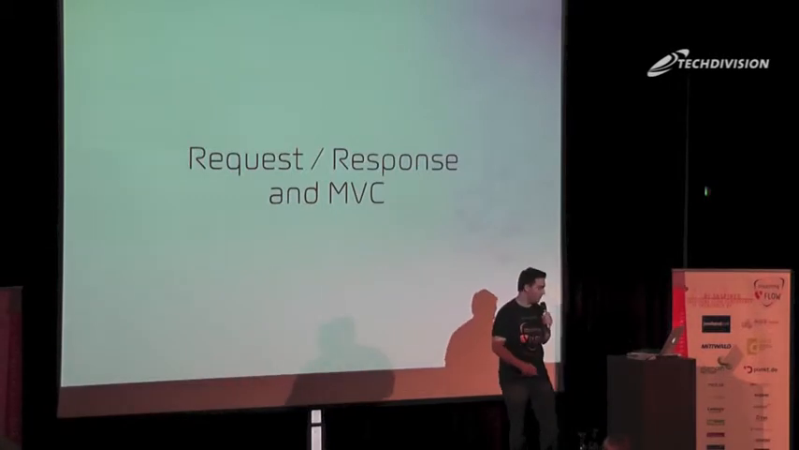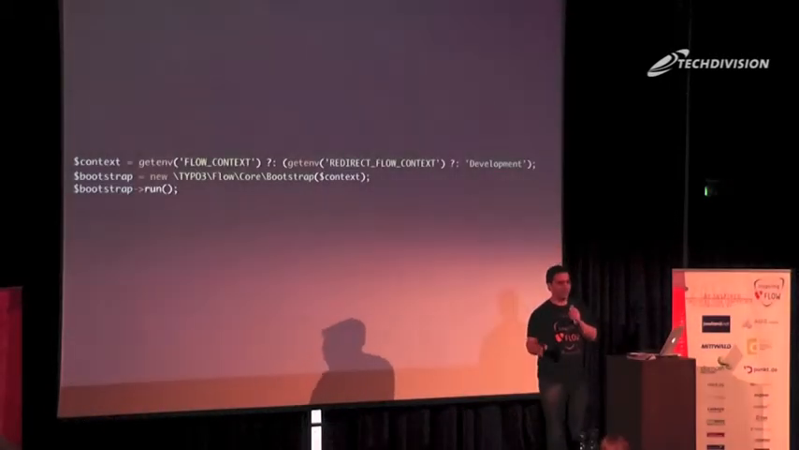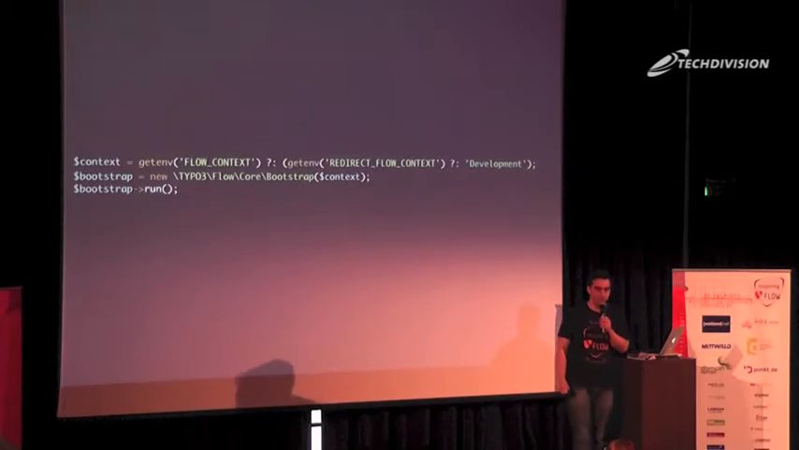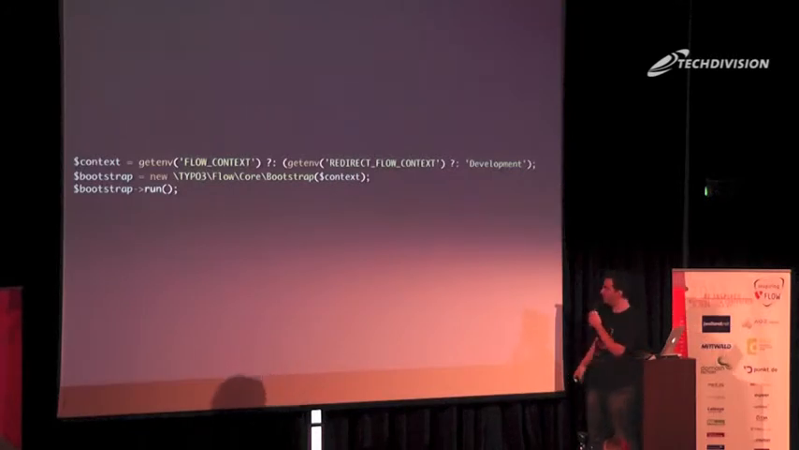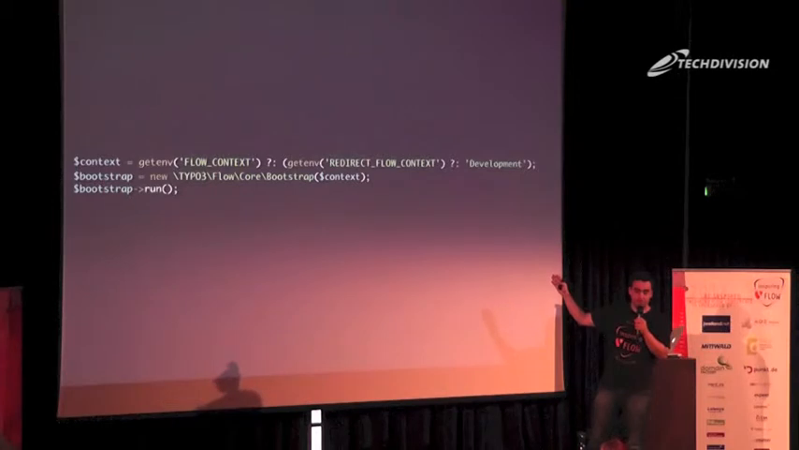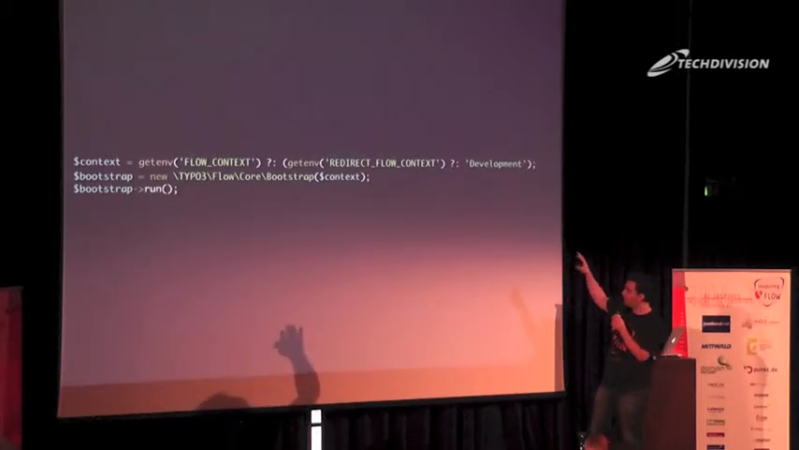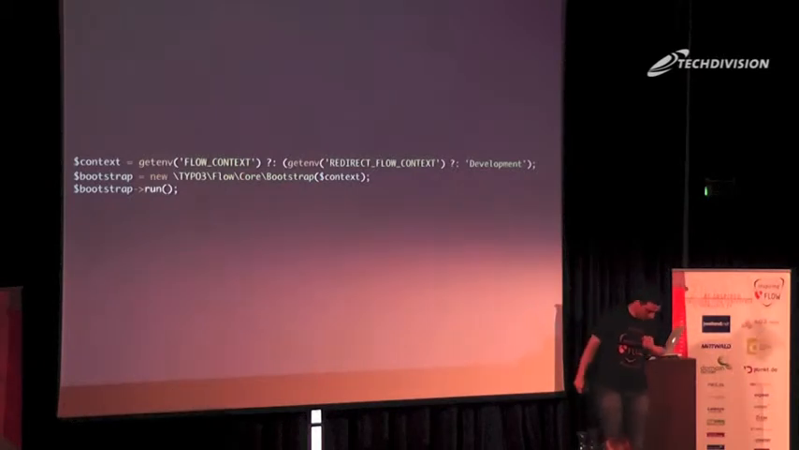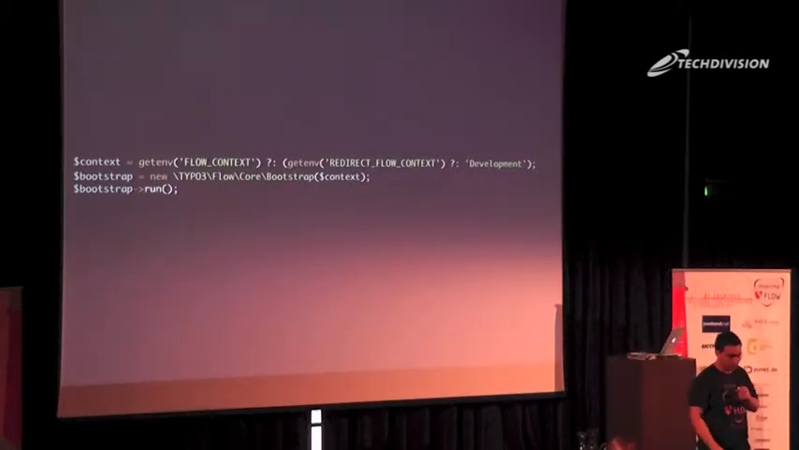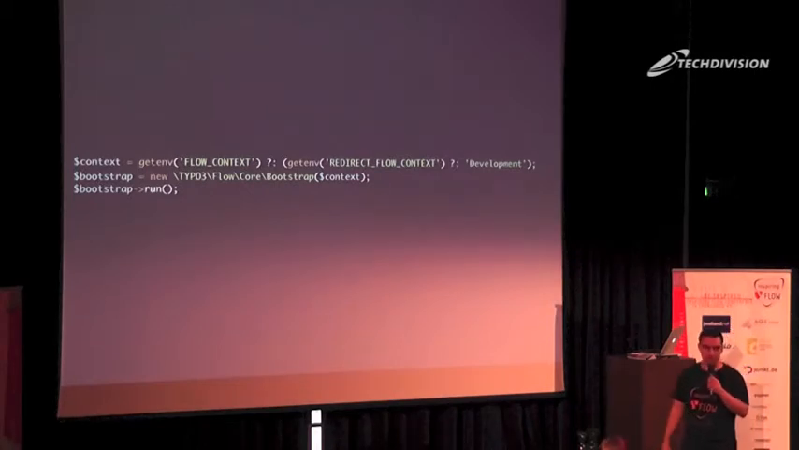So, MVC. We start with the index.php, and in some of these code examples I have removed a few unnecessary lines which would only hurt your eyes. So, this is basically the index.php. It gets the context for Flow from an environment variable, and then creates a new bootstrap instance and runs that bootstrap instance.